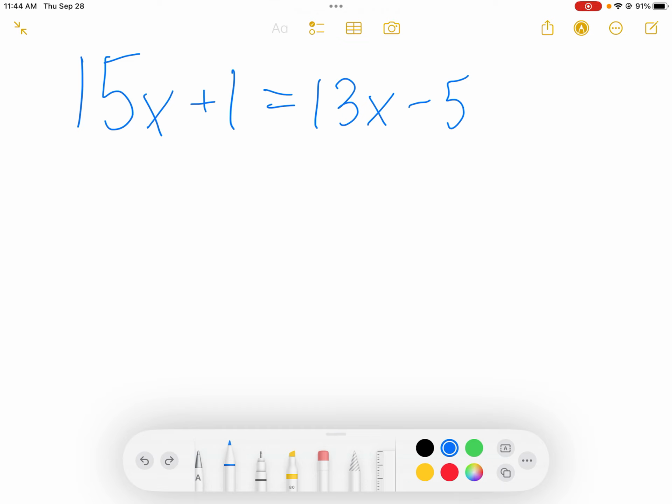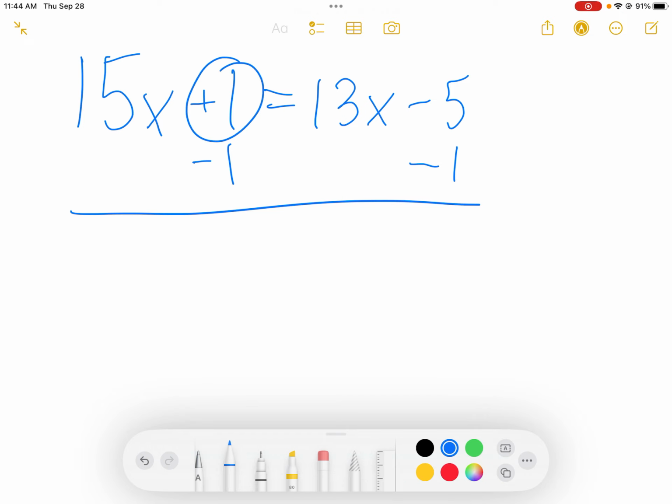In this case, I want all my constants to be on the right-hand side, so this is in the wrong place because it's on the left-hand side of that equal sign. We want it to be on the right-hand side, so subtract 1 from both sides. If there's 1 over here and a negative 1 here, those cancel each other out, and you're left with nothing but the 15x equals 13x minus 6. Notice the negatives combine to make an even bigger negative.